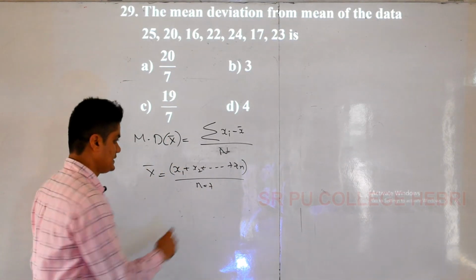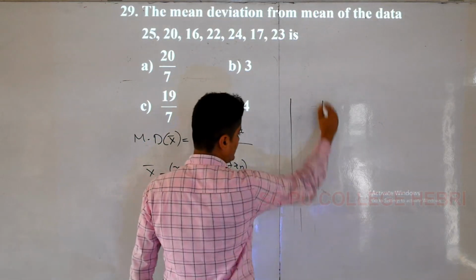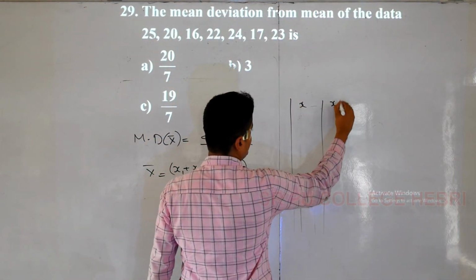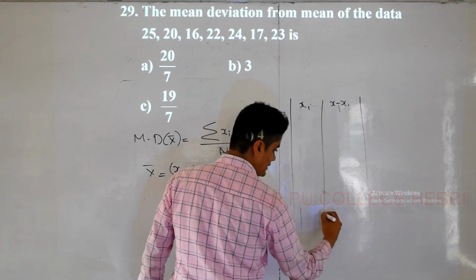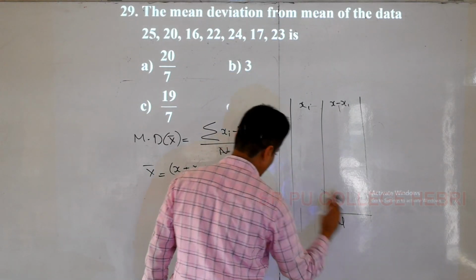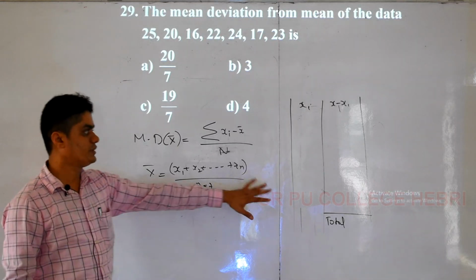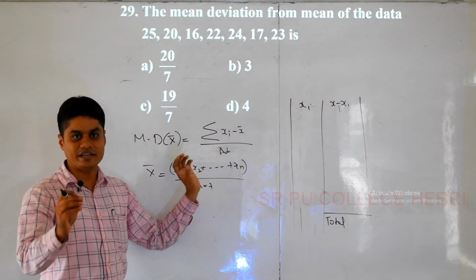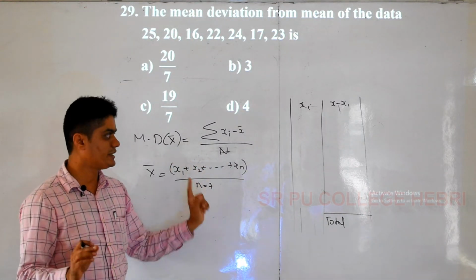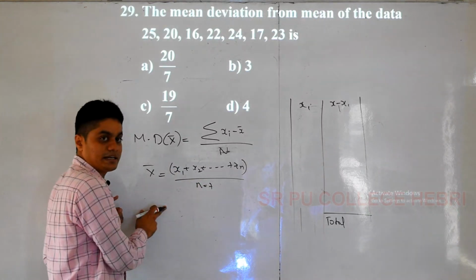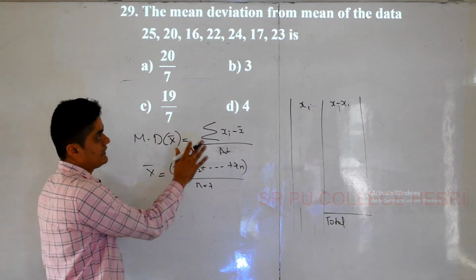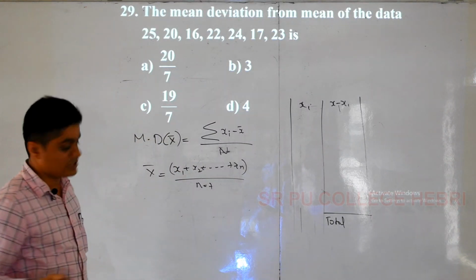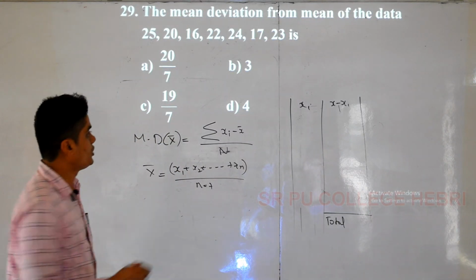First find x bar, then if you want you can write one small table like xi, then x minus xi, and take the total. A table is not compulsory, but if you want you can write it, but try to reduce your writing part. Please remember that, try to reduce the writing part, and I am leaving the calculation part. Only the calculation part is left. Calculate and get the answer. Question number 29, the answer is option C.